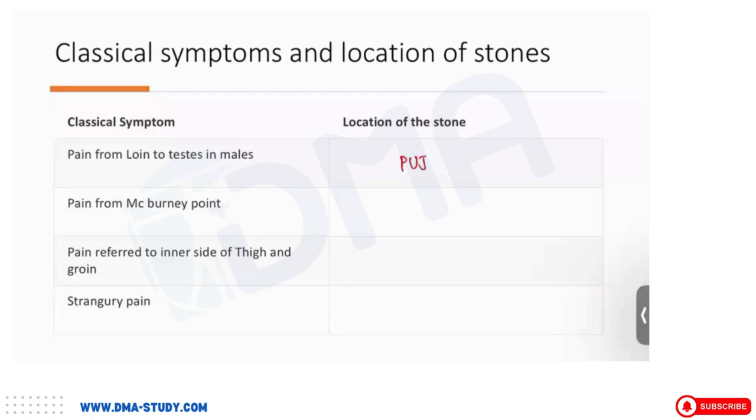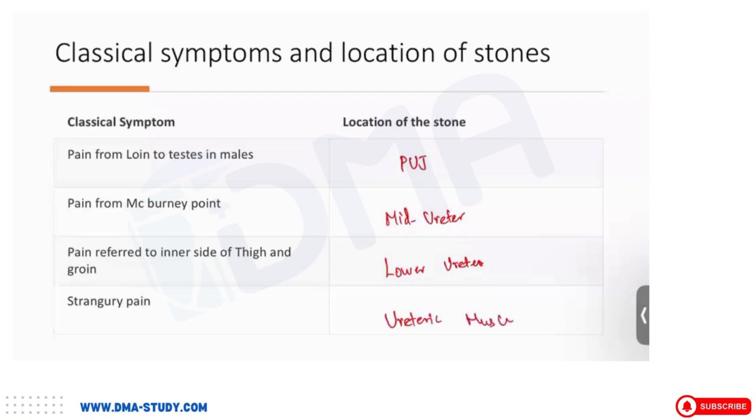If the pain is at McBurney's point, then you may see a mid-ureteric stone lodged in the mid-ureter. If the pain is on the inner thigh and groin, then the stone is in the lower ureter. If the patient has strangury pain, then the stone is lodged in the ureteric musculature.